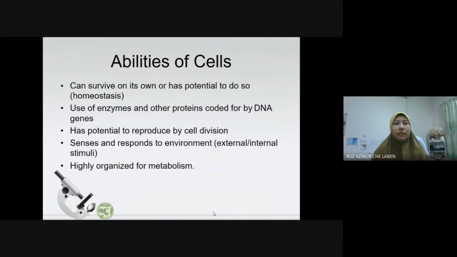What about the abilities of cells? Cells can survive on their own or have the potential to do so due to homeostasis ability. It uses the enzymes and other proteins coded by DNA genes. It also has the potential to reproduce by cell division. It can sense and respond to environmental stimuli, such as external or internal stimuli. For highly organized cells, they are also responsible for metabolism.